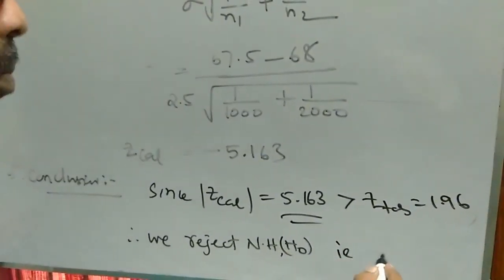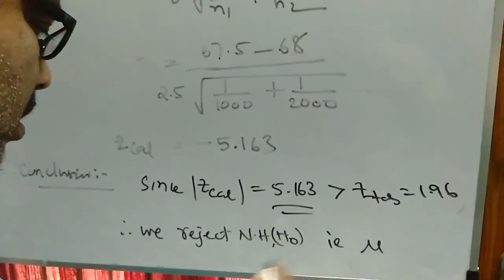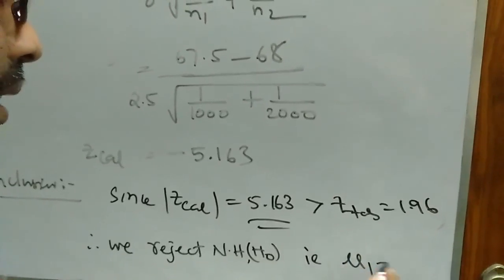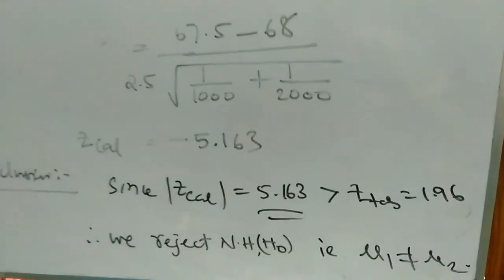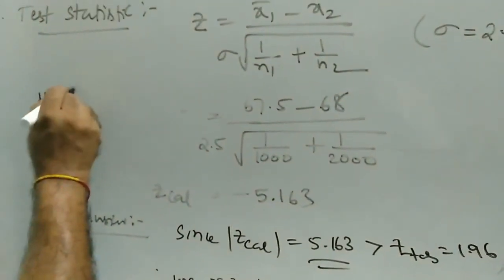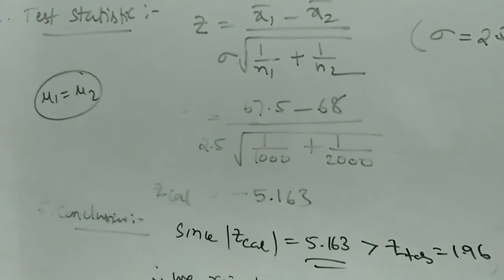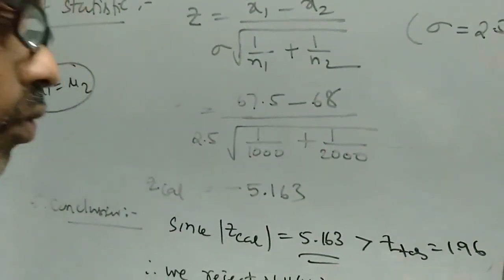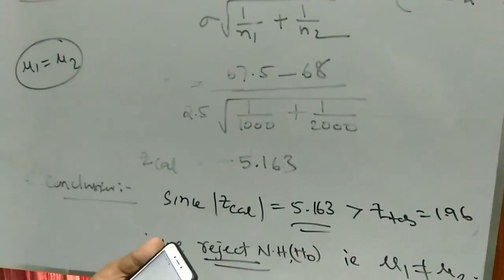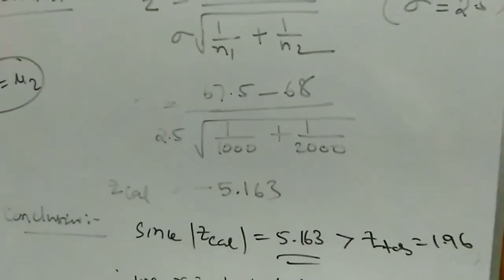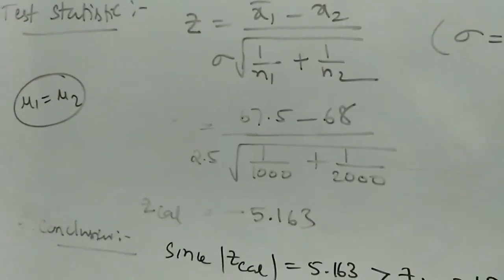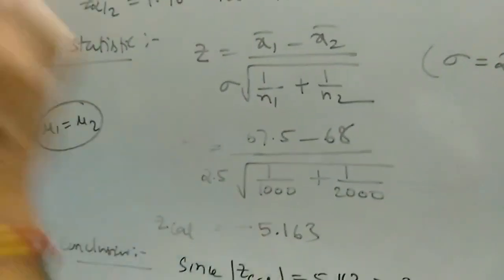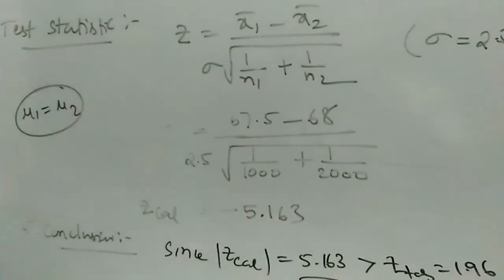Rejecting means mu1 is not equal to mu2. Our assumption is mu1 is equal to mu2 as per the null hypothesis. So rejection means mu1 may not be equal to mu2. That means the two populations are different. The two samples are drawn from different populations. That is the required solution.